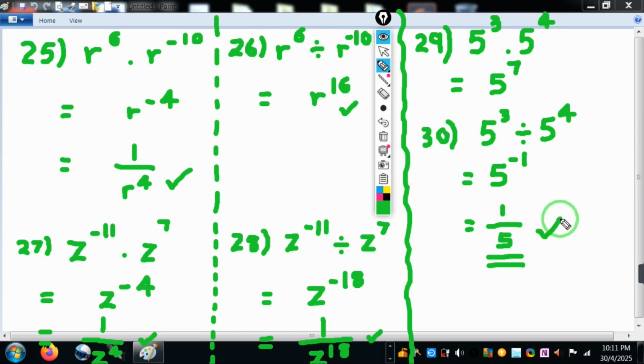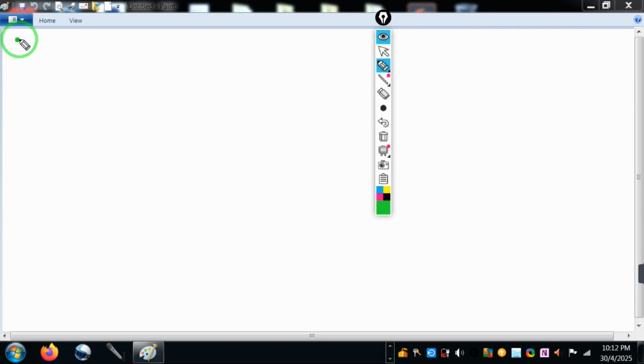So, number 31 is coming up. Negative 2 squared and negative 2 cubed. Number 31 is negative 2 squared and negative 2 cubed. I would like to highlight something here.